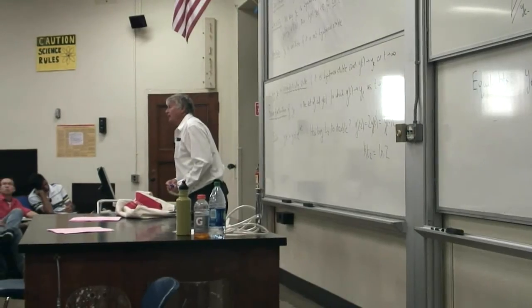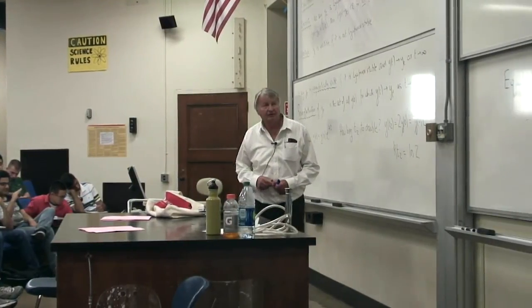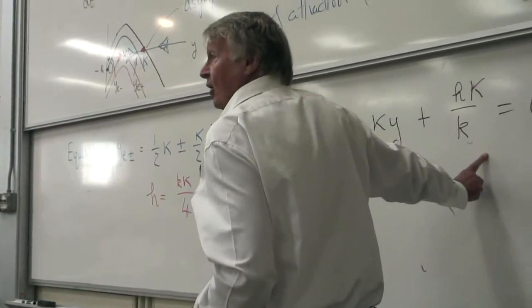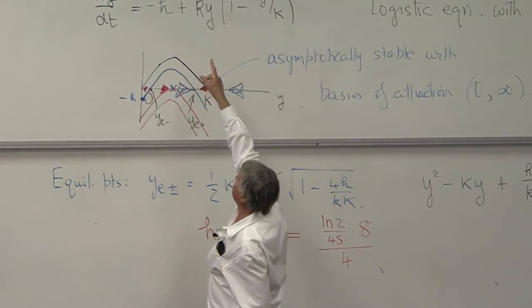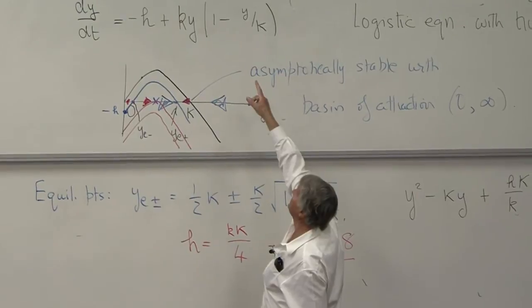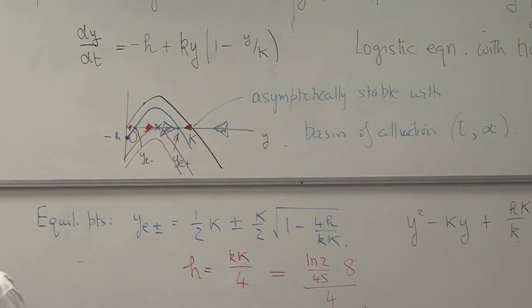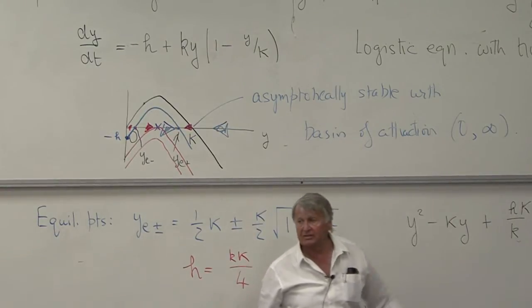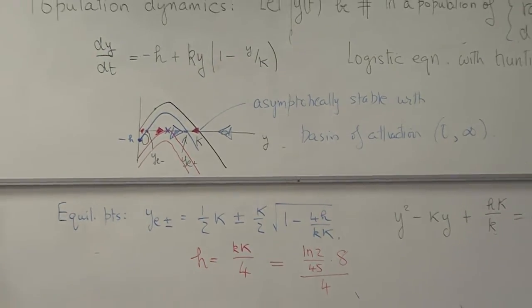Question? Can you say again what you did to get it into that quadratic formula? How did I get this formula? Okay, it's the right-hand side. This is minus h plus little k times y minus little k over capital K times y squared. I want to know where that's 0. And then I just take out the minus k over K from here, and I put this equal to 0. So that's where the right-hand side is 0. You're solving a quadratic equation.